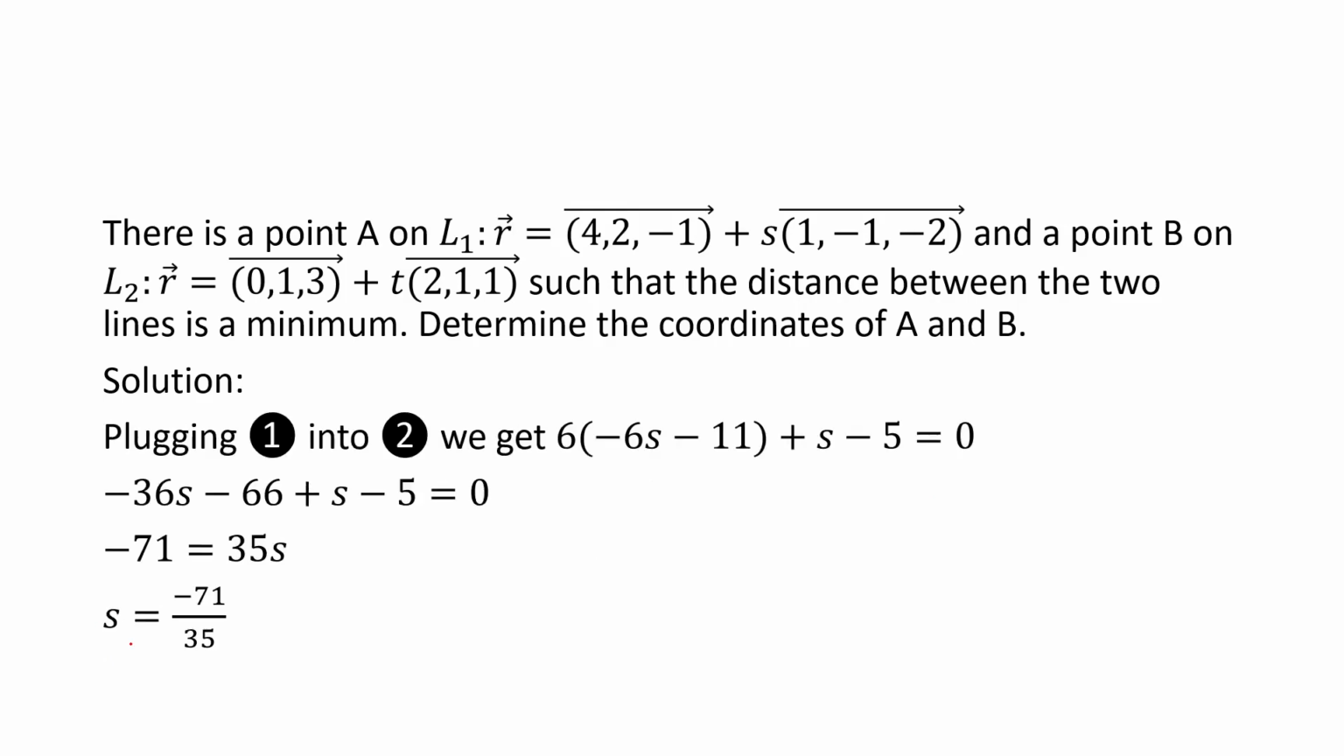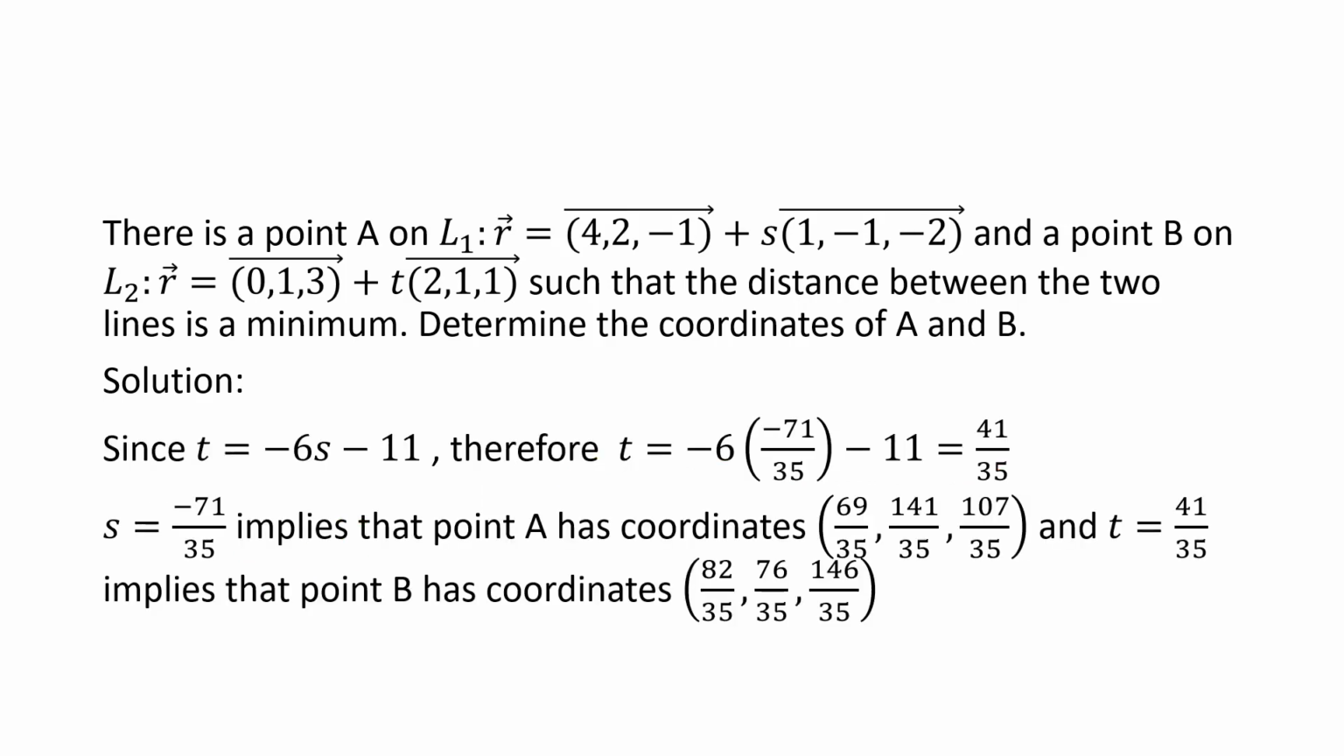equals 0. So now we've got equation 1 and equation 2, so we plug equation 1 into equation 2, and we get this expression. We get negative 71 equals 35s, so s is negative 71 over 35. And then t is equal to negative 6s minus 11. So that means t is equal to negative 6 times negative 71 over 35 minus 11. That ends up being 41 over 35.